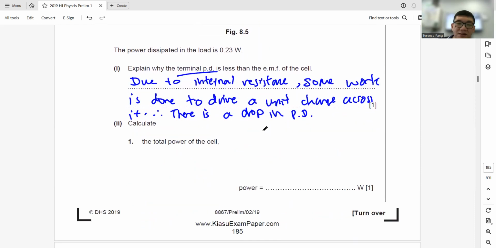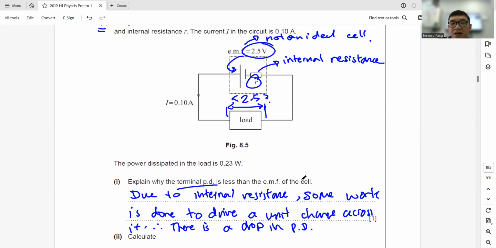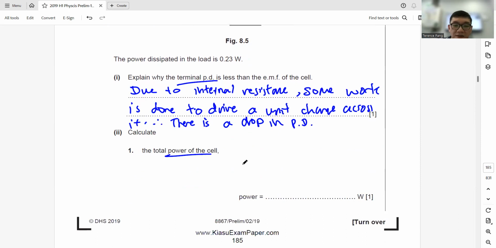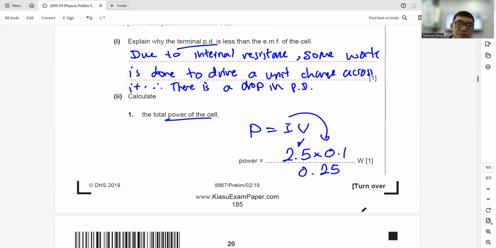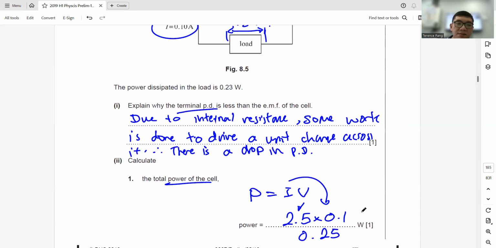All right. For the first one, this one is very straightforward. Battery, current through the cell is 0.1 ampere, EMF of the cell, you should use that 2.5. P equals IV, 2.5 is your V, your I is 0.1, that will give you 0.25 watts.